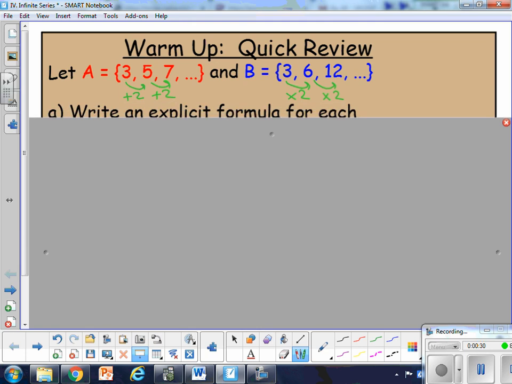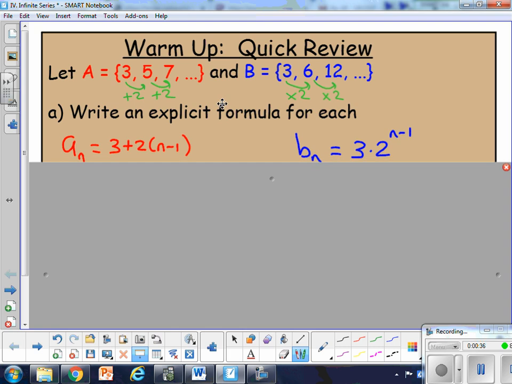Okay, so just as a review, just to make sure we're where we should be, we should be able to write explicit formulas for A sub n. And just remember A sub n for the arithmetic is 3 plus 2 times n minus 1. And that could be simplified. You could distribute the 2 and combine terms. And for the geometric, we are at 3 times 2 to the n minus 1 power.